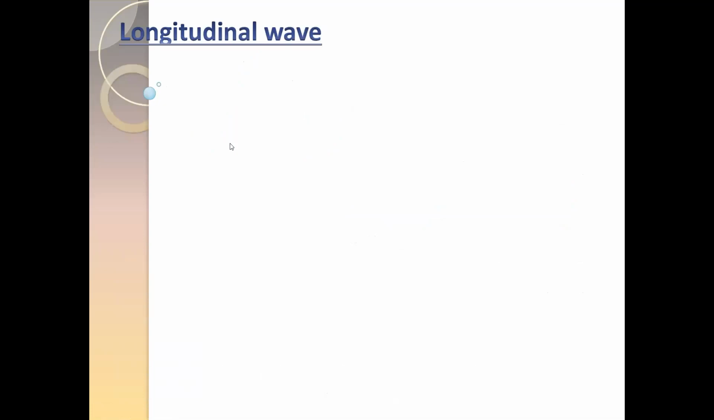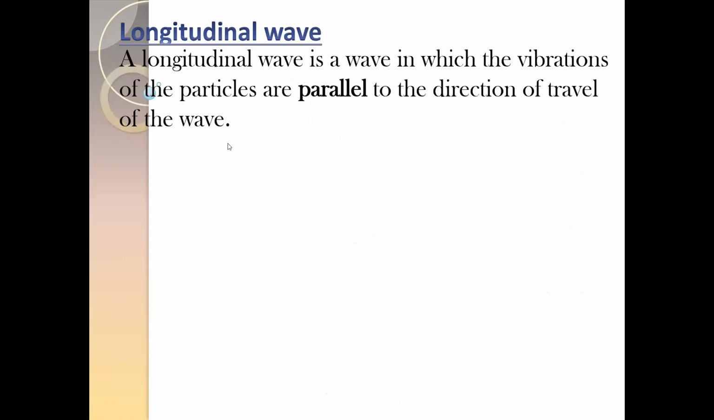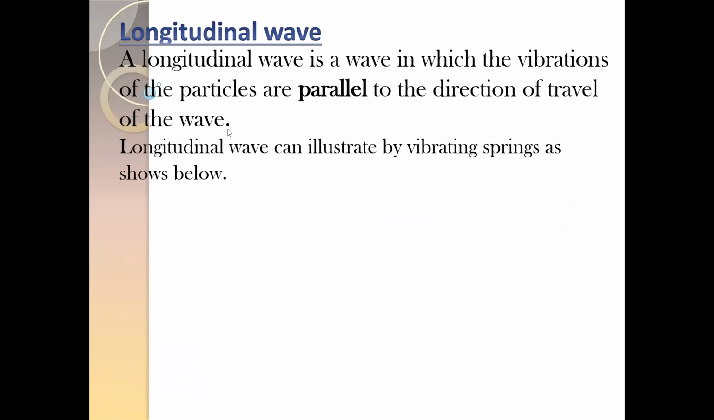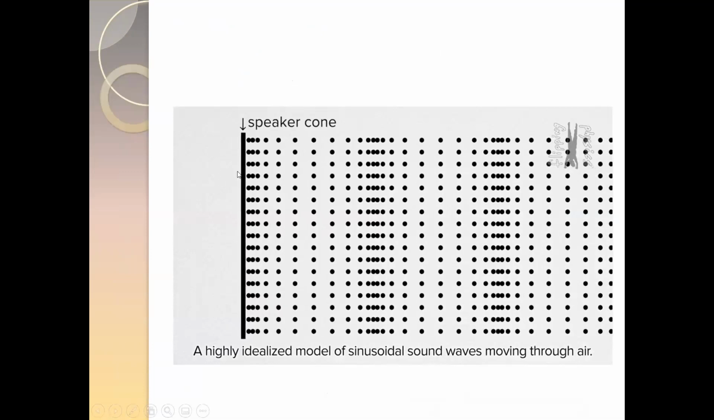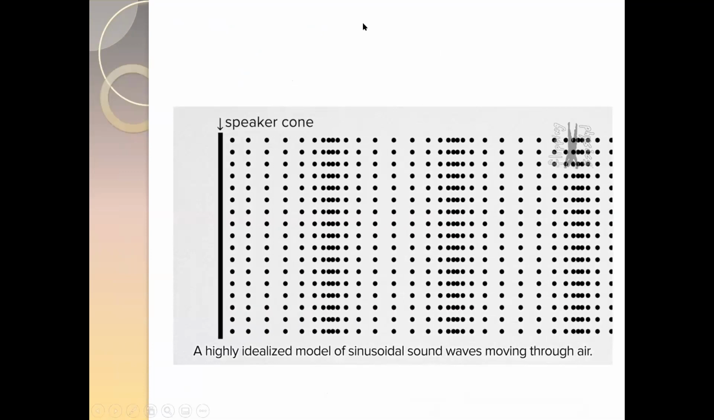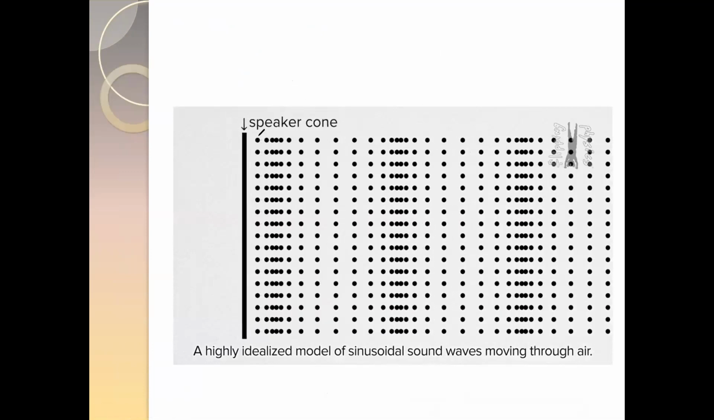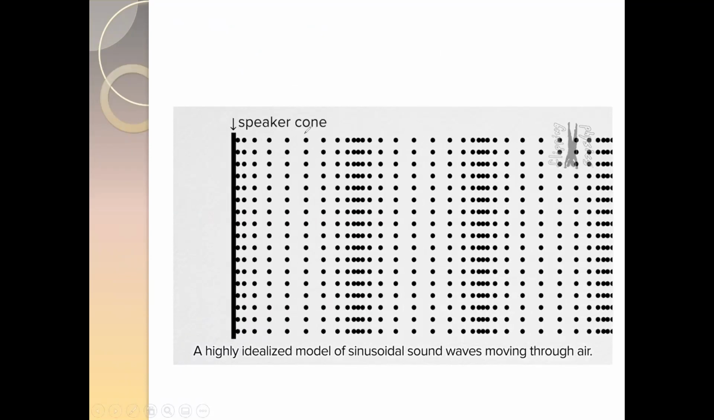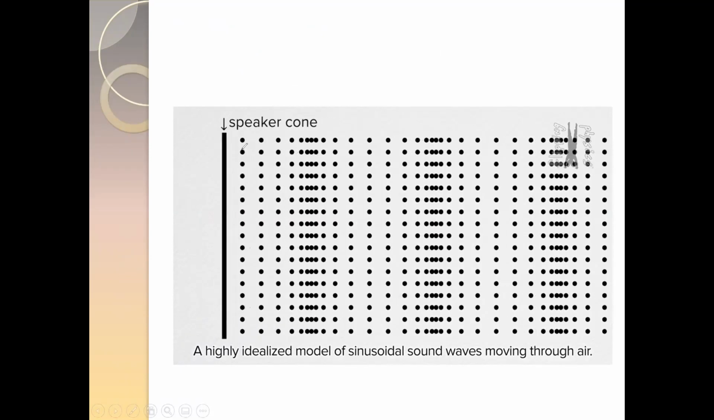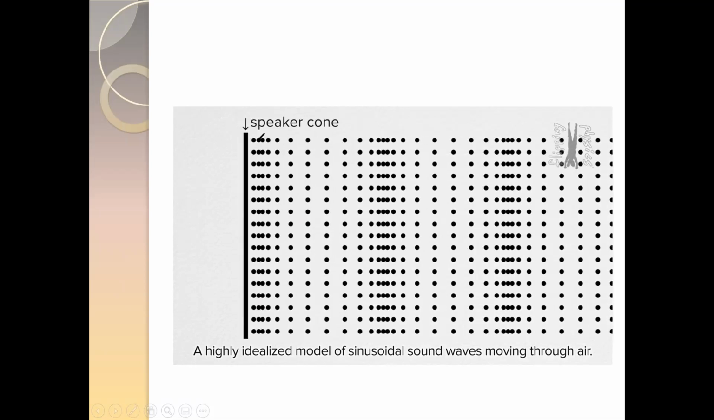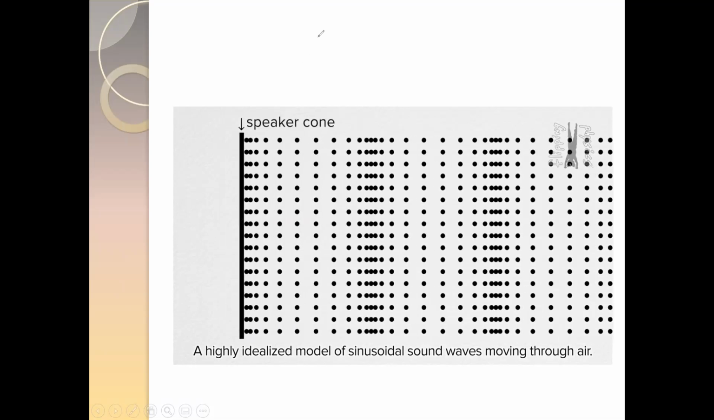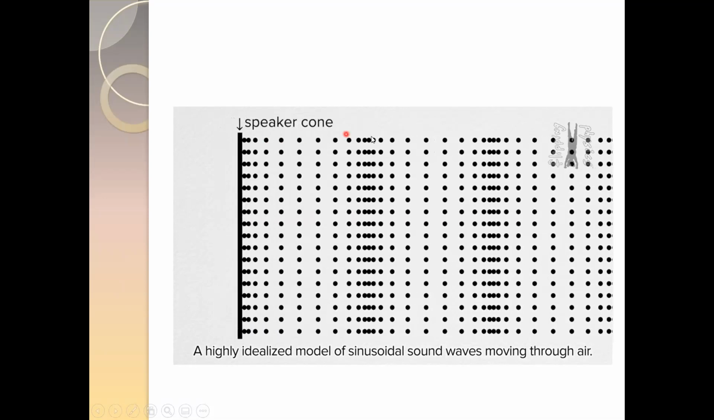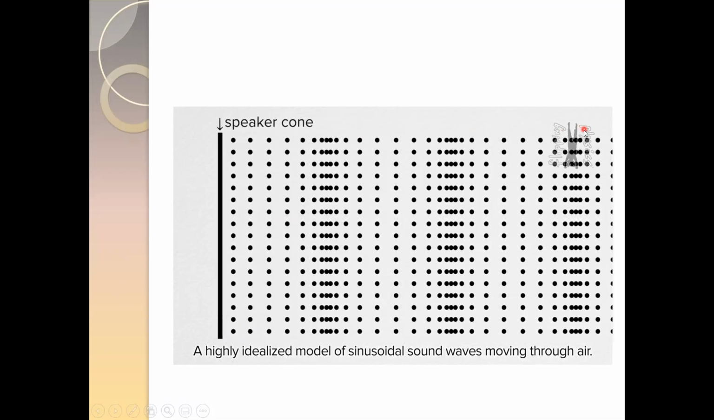What is a longitudinal wave? A wave in which the particles vibrate parallel to the direction of the wave. We call that longitudinal. For example, you can see these are the air particles which are disturbed by the cone of a loudspeaker. When the cone is vibrating, it causes the vibration of the air particles. These air particles move to and fro and transfer energy from one place to another.